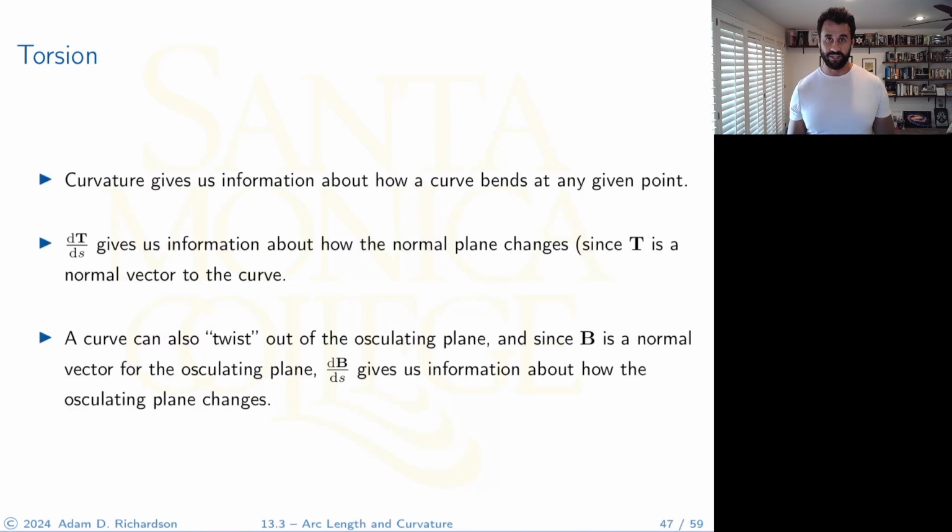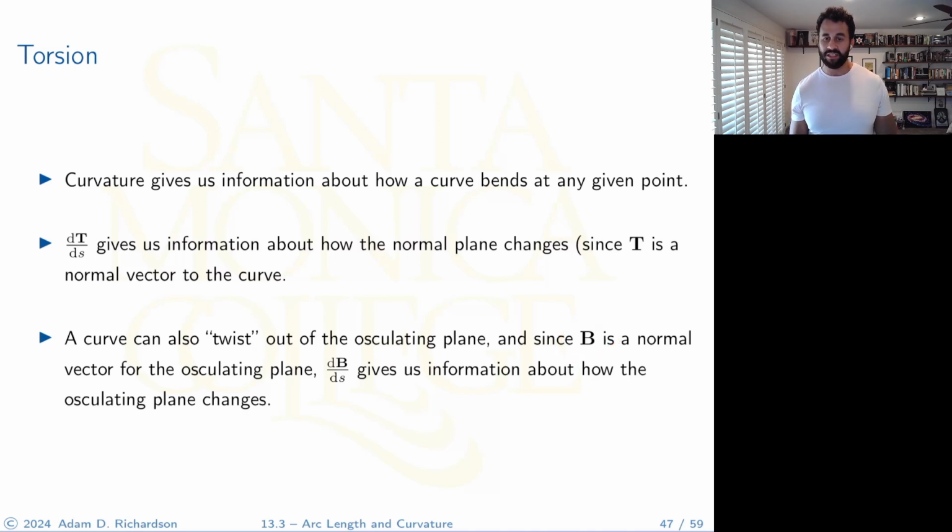Now we got to talk about torsion. One of the things I mentioned before was curvature gives us information about how a curve bends at any given point. And dT/ds gives us information about how the normal plane changes, because T is a normal vector to the curve, right? So the curve can also twist out of the osculating plane, and that was something I mentioned briefly earlier when we were looking at that animation. If your curve is not planar, it can twist out of the curve. And that's essentially what we're trying to describe with torsion: how much the curve is twisting out of the osculating plane.